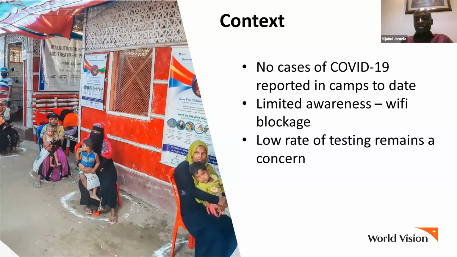In a country of 165 million, we're talking about 1,900 people who had been tested as of the 2nd of April. So that becomes a concern. And while there is low testing, WHO and the health partners are trying their best to put up systems for testing, and they're also training health workers in terms of COVID so that they can be prepared. Next slide, please.